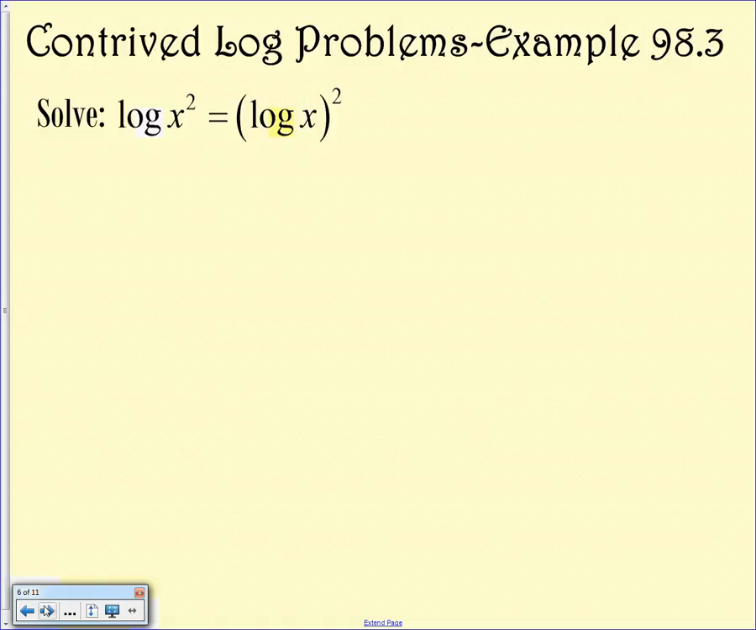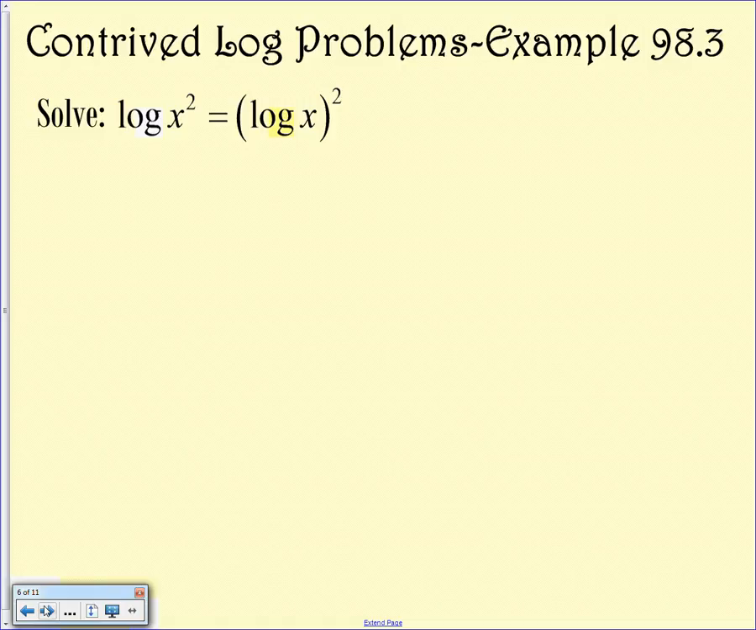So there is a difference between the log of x squared and log of x squared. When you say them, you may say them the same, log of x squared, but there is actually a difference. The one on the left is saying x is getting squared, and then you take the log of that number.